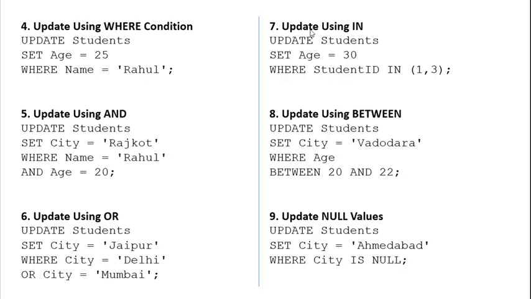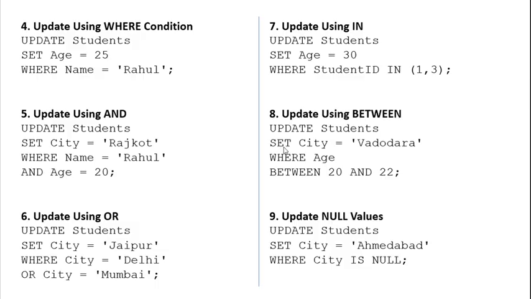Seventh is update using the IN operator. UPDATE student SET age = 30 WHERE student_id IN (1, 3), brackets close, and the semicolon. So the student IDs 1 and 3 are found in the table, and after that the age is changed to 30.